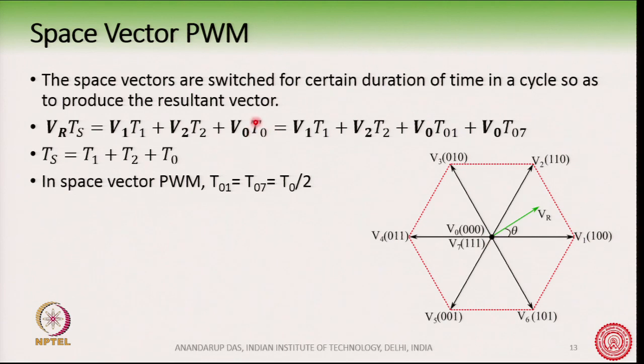Additionally, this 0 vector T0 is divided into T0/2 and T0/2, these two periods. We will see why it is done. This is done to reduce the number of transitions in switching. But we have divided T0 into two parts. Of course, Ts, the total switching time period, is equal to T1 plus T2 plus T0, which means the sum of the time for which this vector and this vector are switched will be equal to the total switching time period Ts.